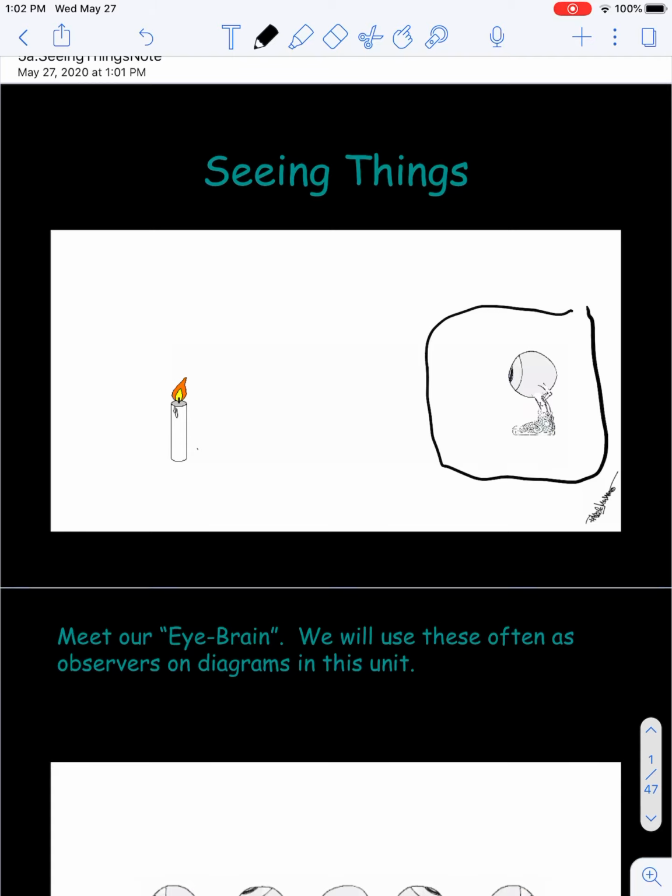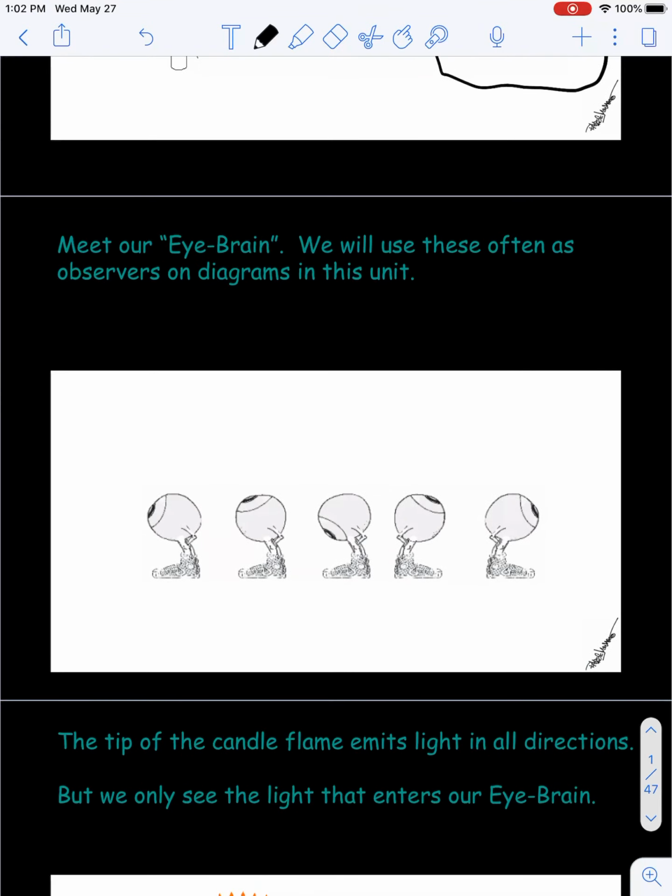Now, as I said before, it is actually your brain that sees. That is where it takes all those signals that come from your eyes and changes them to actual thoughts and vision. So what we see is processed in our brain, which again is why optical illusions work so well, which, don't worry, I will be sending some your way. So meet your eye brain.